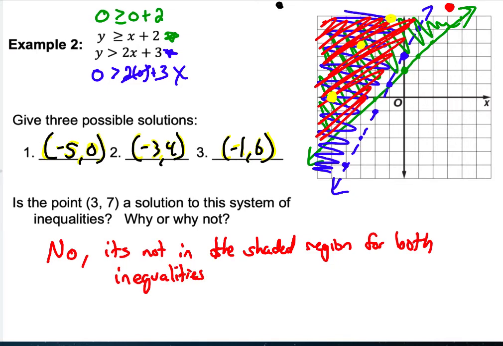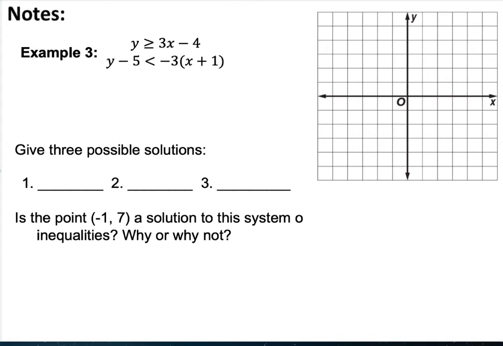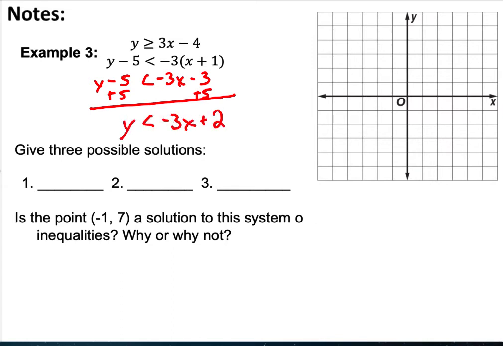All right, hopefully you're getting the hang of it. In this example, we just need to do a little bit of rewriting with one of our equations to get it in slope-intercept form. So I've got my point slope form, so I'm going to do my distributive property. And I'm going to add 5 to both sides. I get y is less than -3x plus 2.